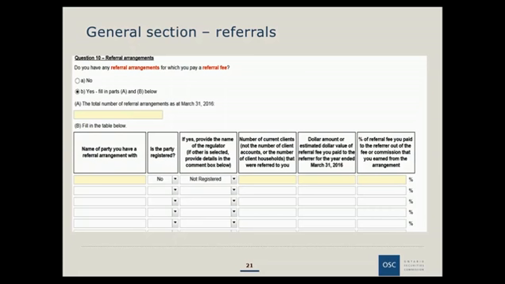The last column is asking what percentage of the fee received from clients is paid to the referring party. For an example, if a client pays the firm 2% of its assets under management and the firm pays the referring party 1% of the client's AUM, you would put 50% in this column.